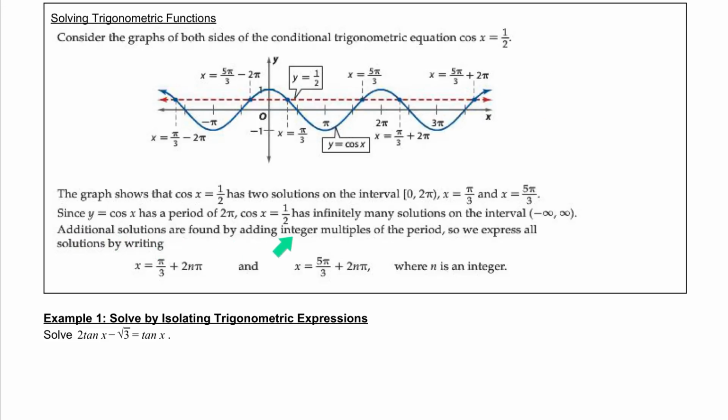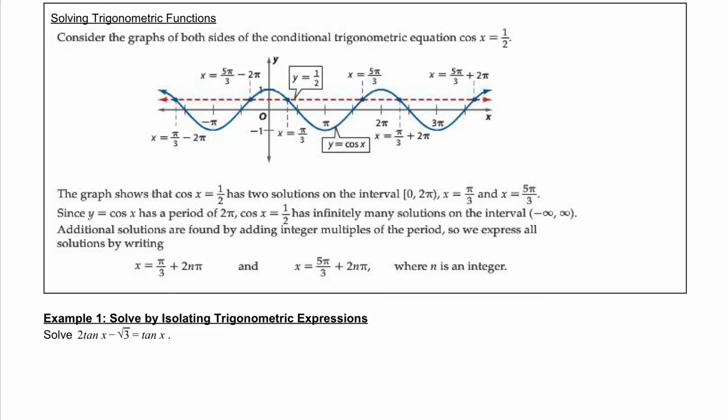Additional solutions are found by adding integer multiples of the period. So we express all solutions by writing x equals pi over 3 plus 2n pi, and 5 pi over 3 plus 2n pi. So you're going to find out from 0 to 2 pi what angles we have, and then you're going to add on 2n pi, where n is any integer. And that will give us all the 1/2 as we work our way in both directions.